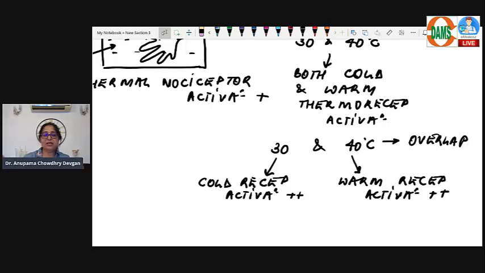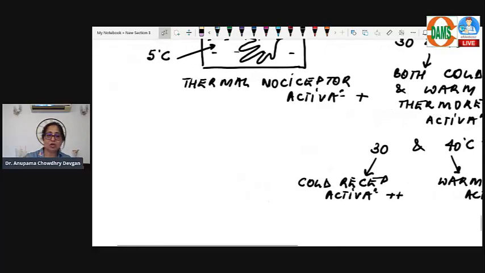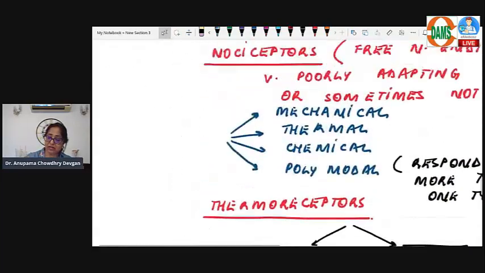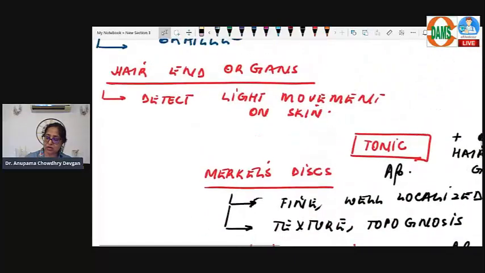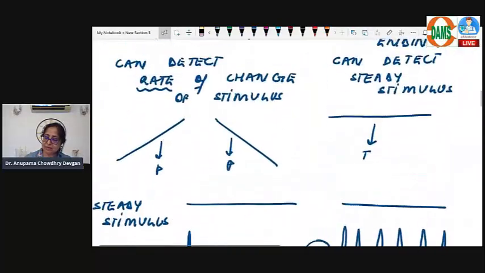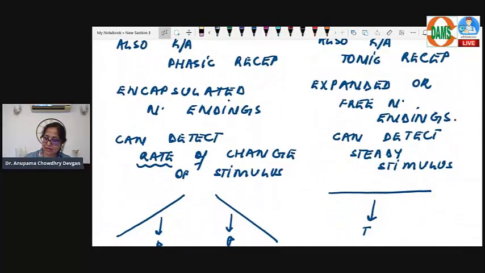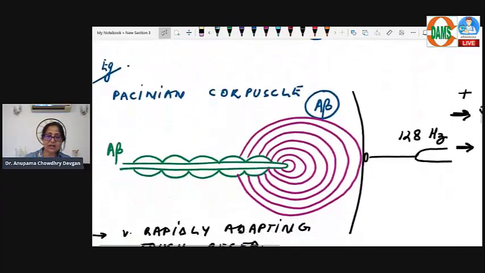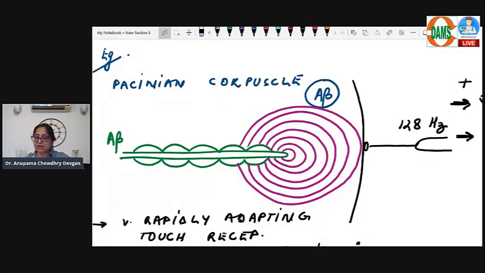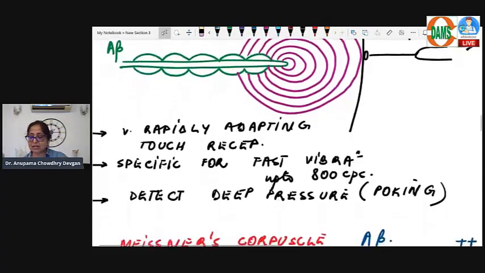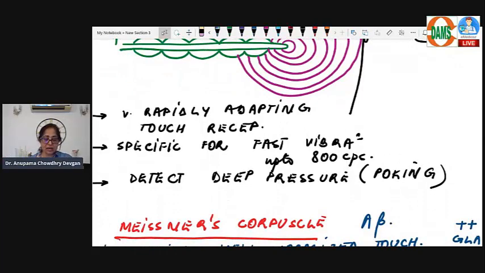Okay. Now, this is as far as your different types of warm and cold thermoreceptors are concerned. Now the phasic and tonic receptors. Let me tell you once again, which are the phasic receptors? Phasic receptors are the rapidly adapting receptors, encapsulated nerve endings. What are the examples of phasic receptors? Number one is the Pacinian corpuscle, a very rapidly adapting receptor. It is not a receptor for touch. It is specific for fast vibration up to 800 cycles per second and for deep pressure. Where are the Pacinian corpuscles located? Joint capsules, and deep in muscles and fasciae.